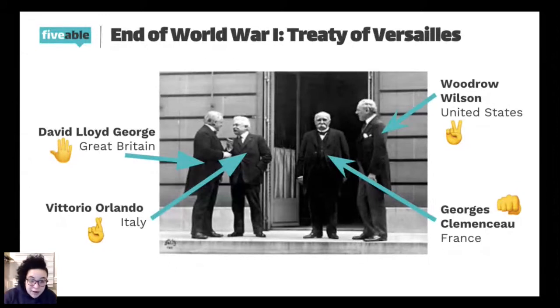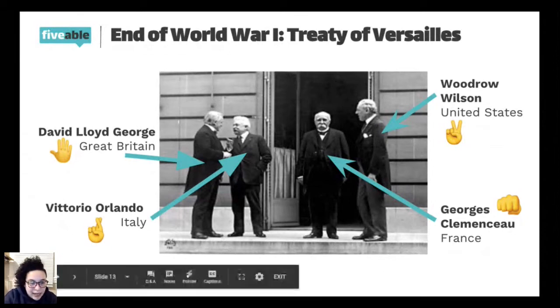And then Clemenceau from France is pissed because most of the war was fought in his country. And so he's coming in hot, right? He's like, I'm not letting Germany off for anything. This can't happen, right? So he wants to make sure that Germany pays for what they've done. That's the best way to explain the Big Four and what they each thought.